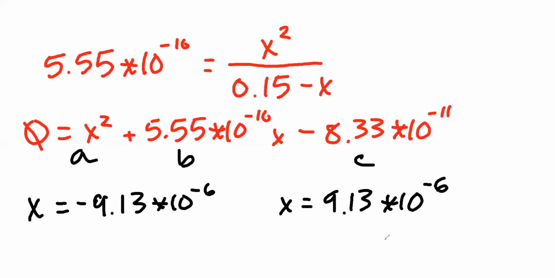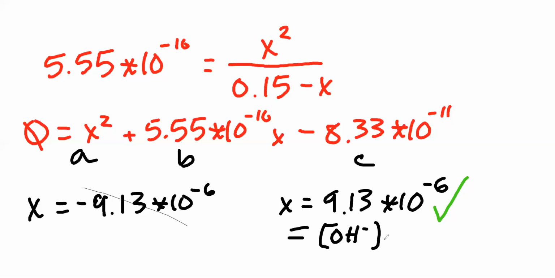So here, we have 2 values. We have a negative value, which is an answer we won't ever use for our concentrations. So this 9.13 times 10 to the negative 6 is our value for X. And that from our RICE table is also our hydroxide ion concentration.